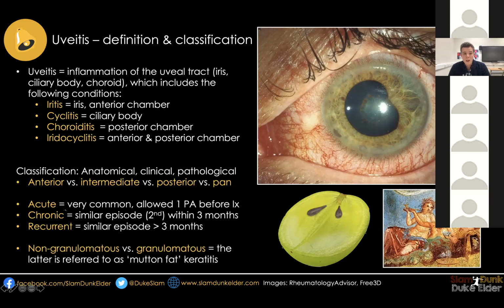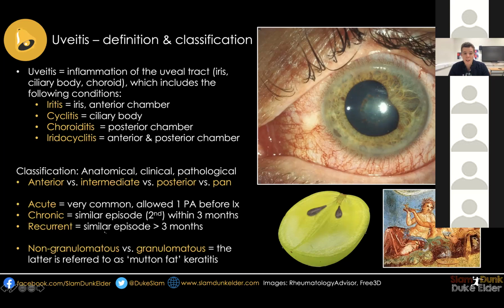So acute is very common. Acute uveitis is very common. In fact, I think there's a definition out there that says we're allowed to have one episode of anterior uveitis in a year before we start to get any investigations looked at. Unless it's, of course, a simple anterior uveitis, we're allowed one episode before we start to look into why it's happening regularly. Chronic uveitis is multiple episodes, okay, within 3 months.